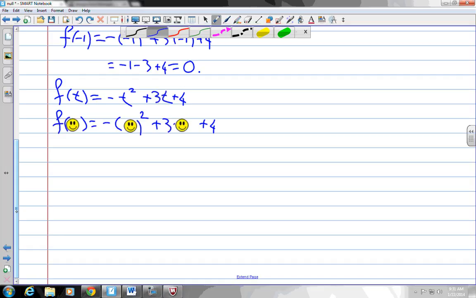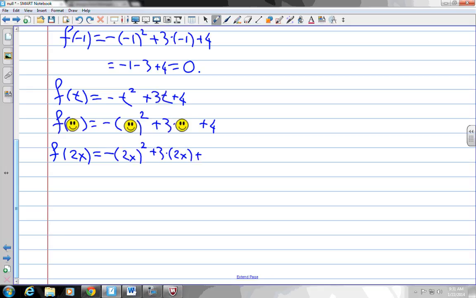Well, then it will just be the same as f of 2, right? But I can have f of, let's say, 2x like that. So then again, you just put 2x for every x. So this is negative 2x squared plus 3 times 2x plus 4. And then I can simplify that. This is negative 4x squared plus 6x plus 4.